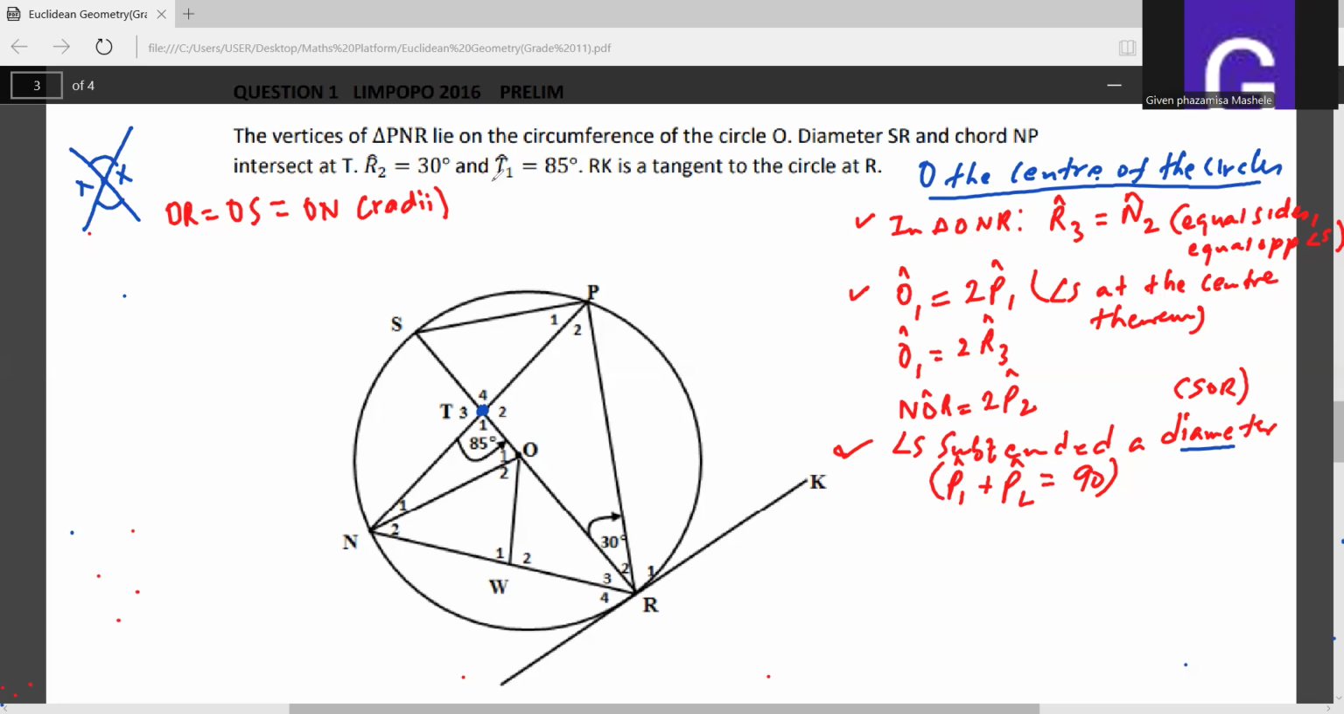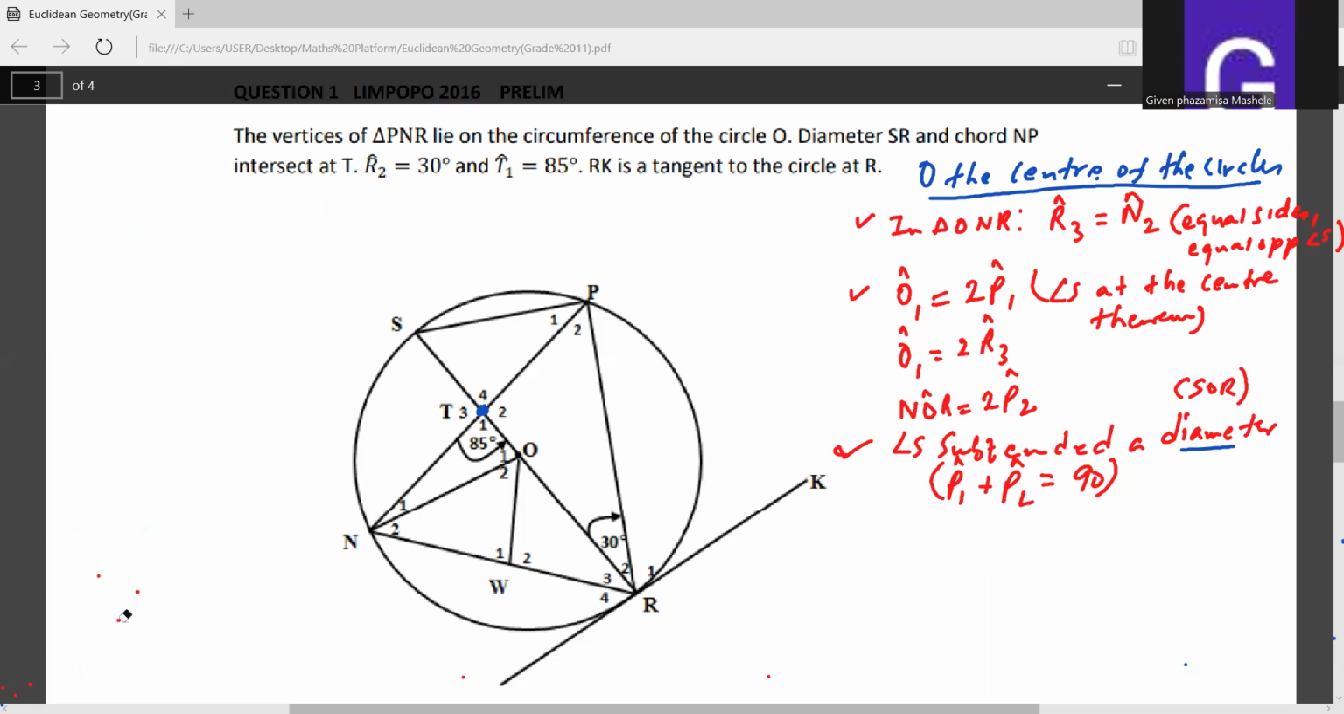Then we are told that angle R2 is 30 degrees. Angle T1 is 85. We are given that. So let me write the information here.